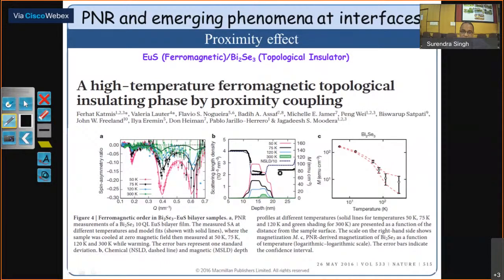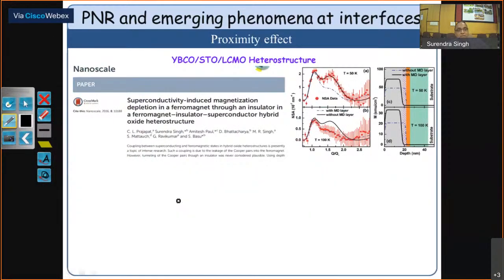But this layer, which is topological insulator here, this is the substrate. At the interface region, they found there is a net ferromagnetism which is there up to 120 K. This is coming because of the proximity effect of a ferromagnet and a topological insulator. As I said, this kind of depth profiling is possible only because of neutron reflectivity. This is one of the studies where people have used PNR. Okay, so let us see another system.